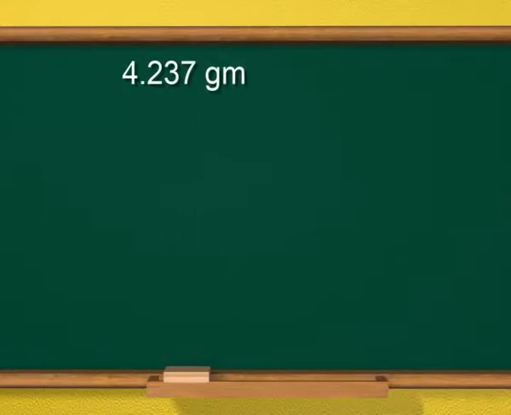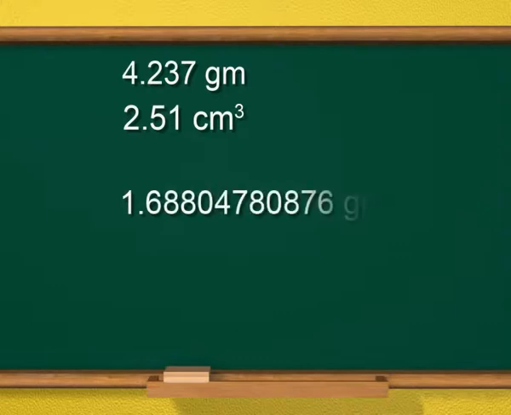Let us have a look at one more example. If the mass of an object is measured to be, say, 4.237 gram, it has 4 significant figures, and its volume is measured to be 2.51 cubic centimeters. Then its density by mere arithmetic division is 1.688047808.76 gram per cubic centimeter, up to 11 decimal places.